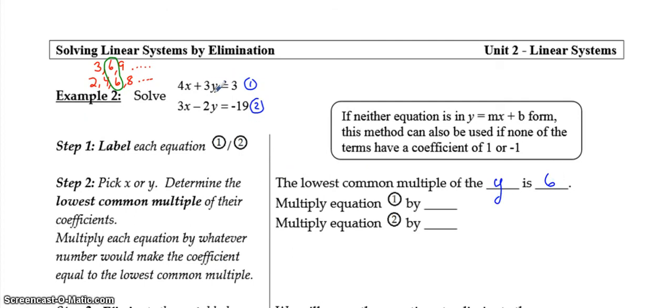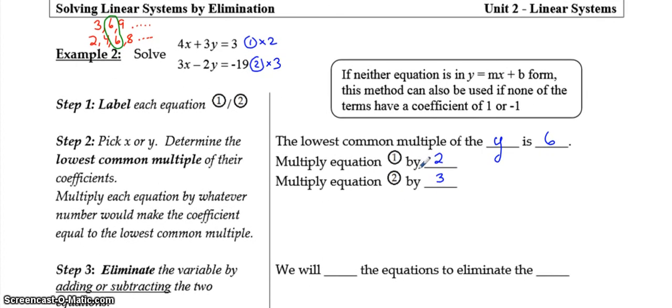So what do you have to multiply equation 1 by to get 6 for the y's? You'd have to multiply it by 2. What would you have to multiply the second equation by to get that to be 6y? You'd multiply it by 3. So multiply equation 1 by 2 and multiply equation 2 by 3. So once again, remember that all parts of the equation must be multiplied.